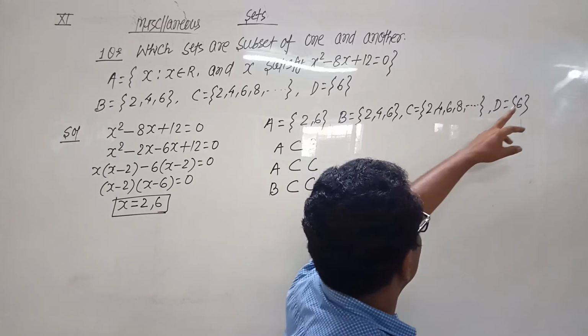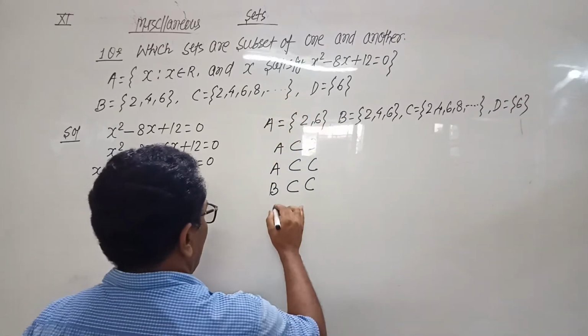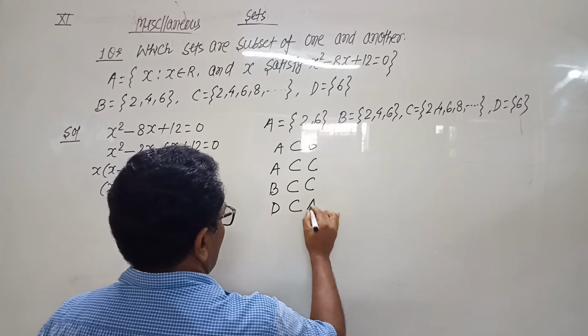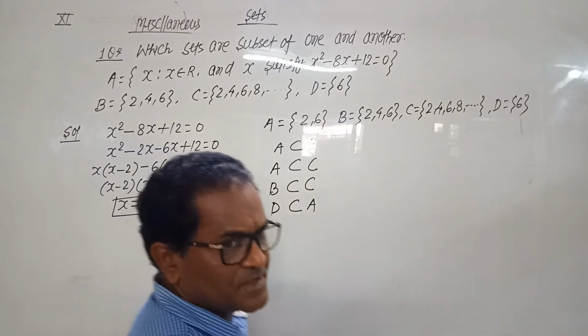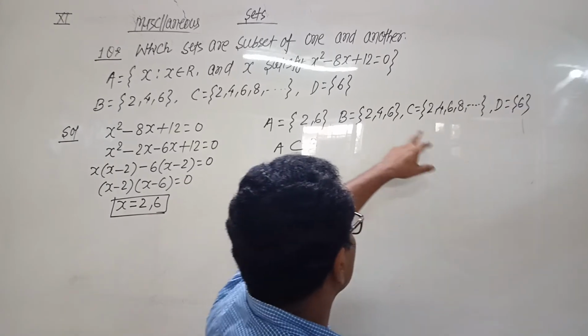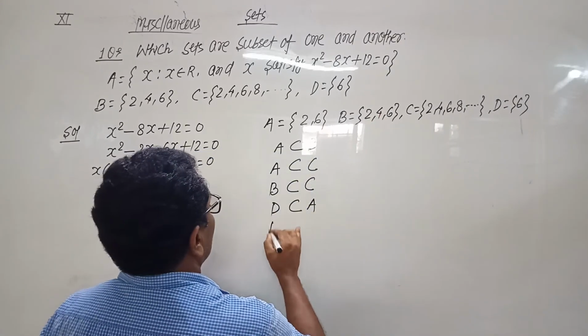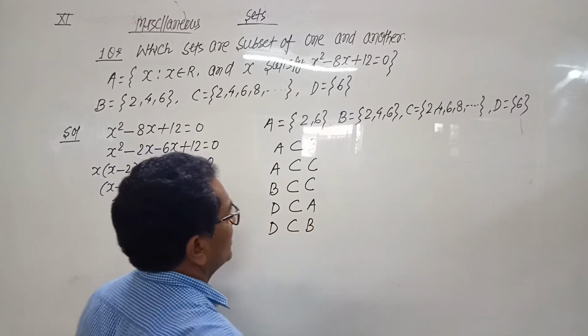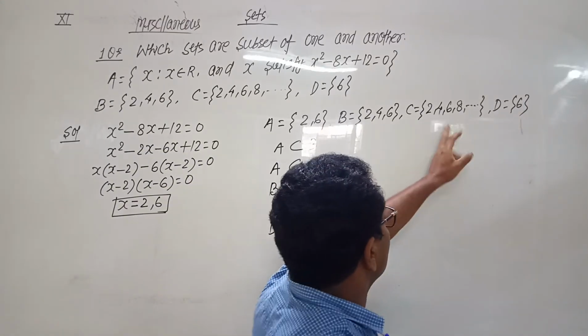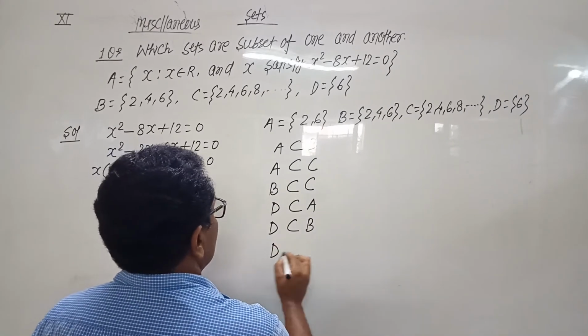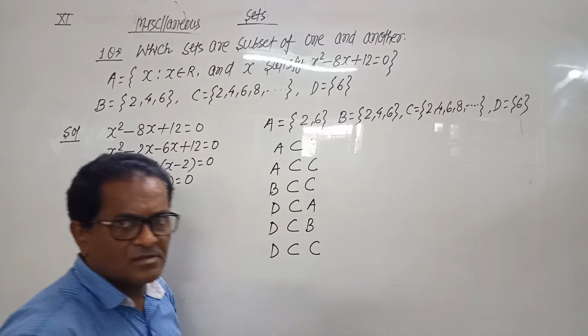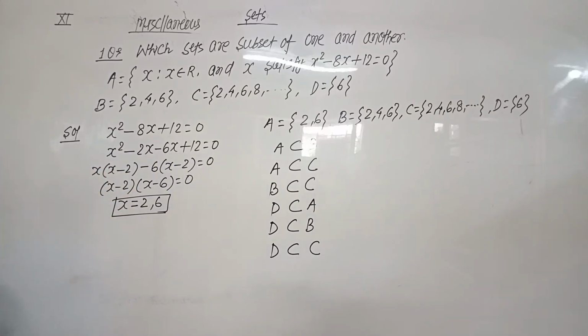And every element of D is an element of A, so D is a subset of A. Every element of D is also an element of B, so D is a subset of B. And every element of D is an element of C, so D is a subset of C. So this is the result: A is a subset of B, A is a subset of C, B is a subset of C, D is a subset of A, D is a subset of B, and D is a subset of C.